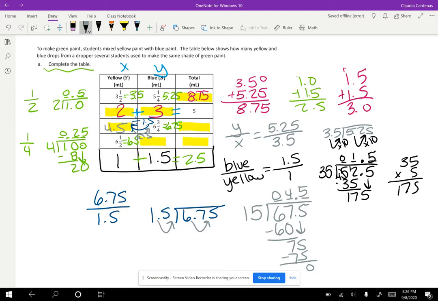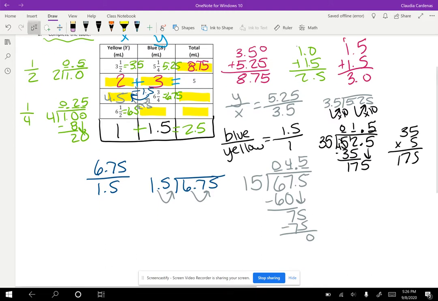In the interest of time, I'm going to go ahead and continue by finding the total of our yellow and blue paint for row 3. So 4.5 plus 6.75, I've lined up my decimals, I filled in the zeros, and now I have 11.25 milliliters total for our third row. Awesome. Whew, we are almost done.